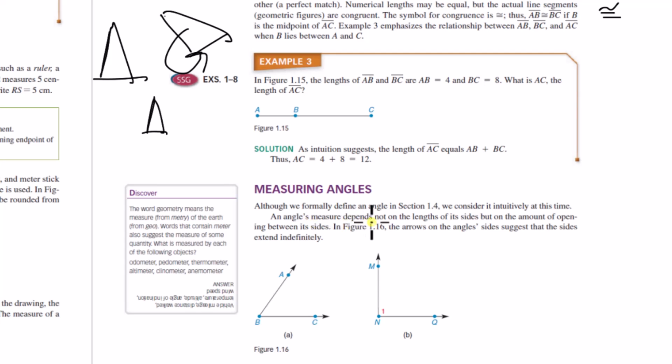Okay, so an angle's measure does not depend on the length of its sides, but on the amount of opening between its sides. In figure 1.16, the arrows on the angle's sides suggest that the sides extend indefinitely. Exactly. And the sides don't have to terminate here at the vertex. Now, if you had these two straight sides, just like that, you could do this and put an angle, and that's fine.